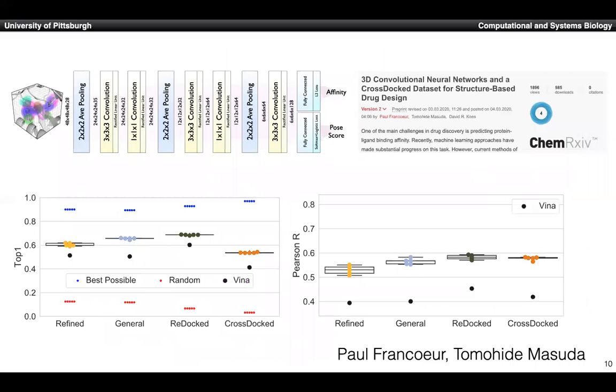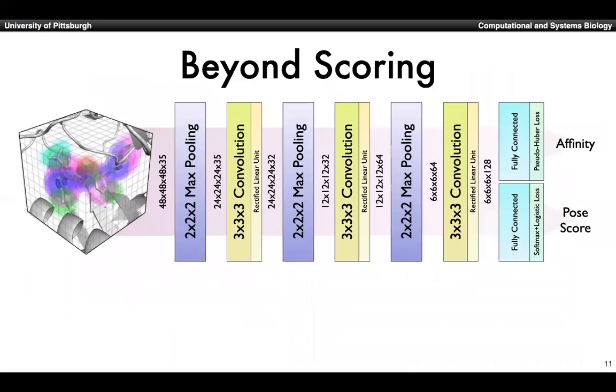Also recently, Paul and Tomohide did a very thorough analysis of applying convolutional neural networks to the protein ligand scoring problem. And as you can see here, compared to a standard empirical scoring method, VINA, the black dot, we're pretty much always doing better with the CNN scoring across the board, both for pose selection and for affinity prediction.